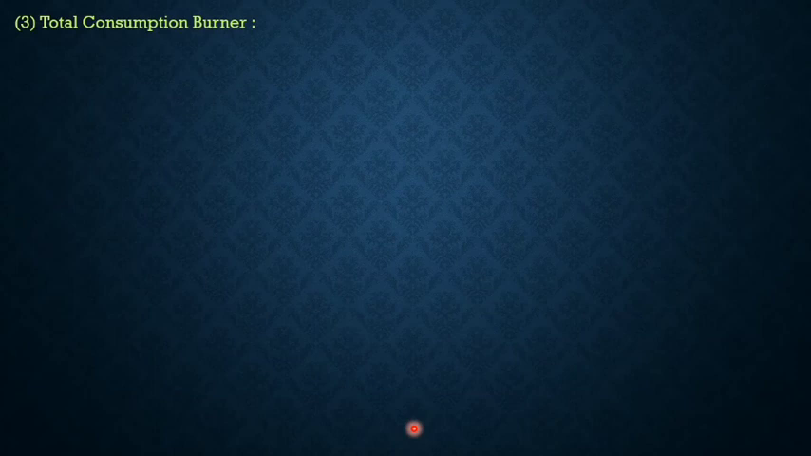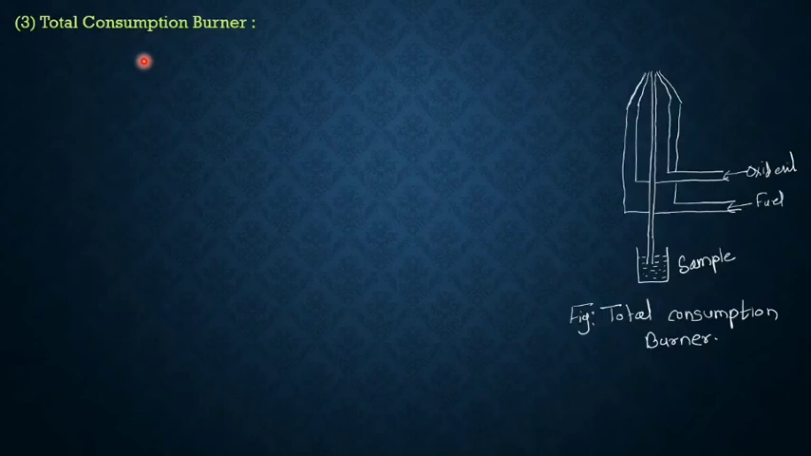Then the third type of burner is the total consumption burner. Total consumption means the sample solution used for analysis is completely passed into the flame. There is no wastage of sample, so it is called a total consumption burner. Look at the diagram. In this burner, sample, fuel and oxidant are passed in different ways, and they get mixed at the tip of the burner where the flame is present.